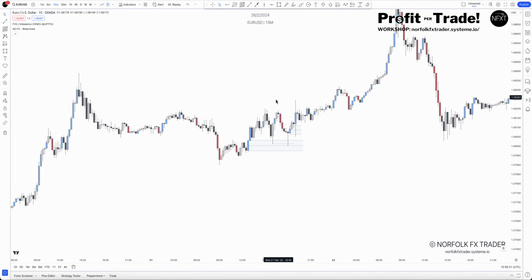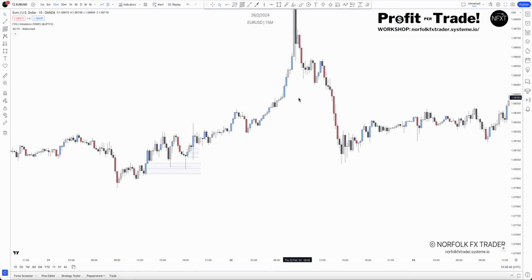Now we're looking really now for the origin of the move. So this became the origin of that move. This candle became the origin of that move. And that's how you'll be looking at using those candles.